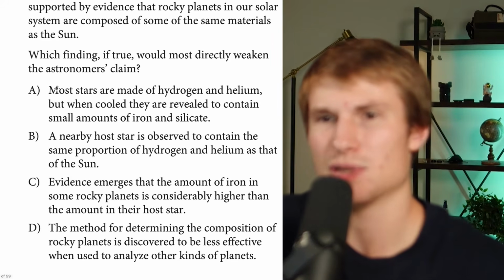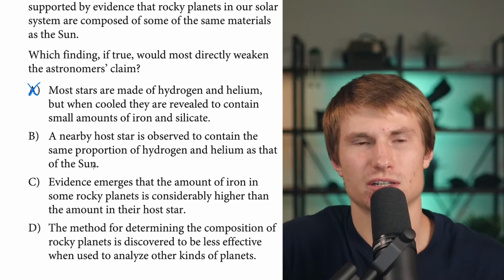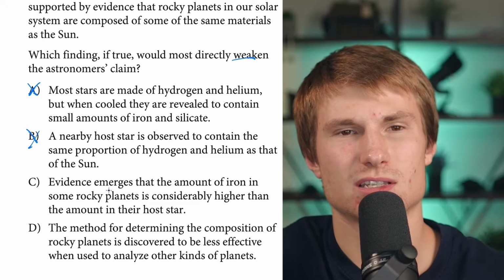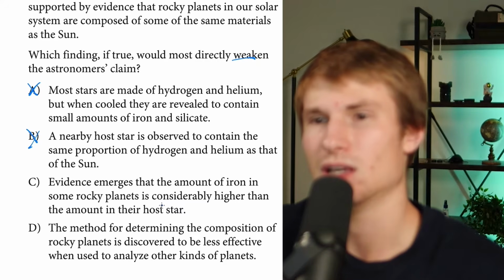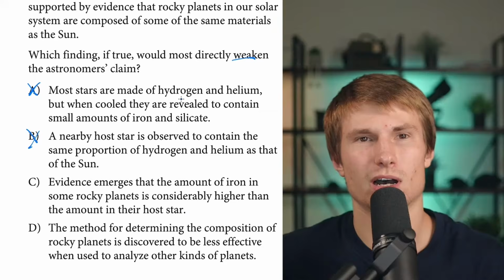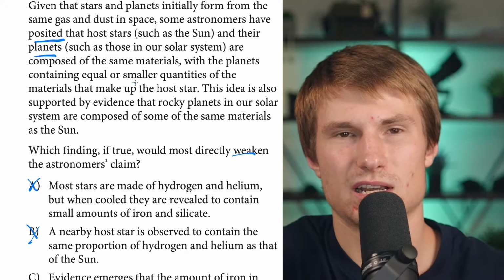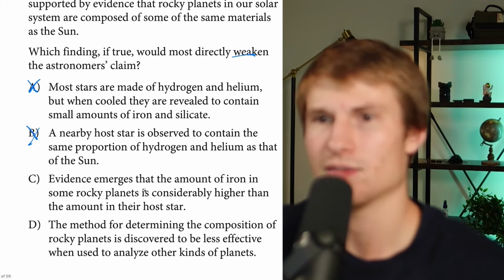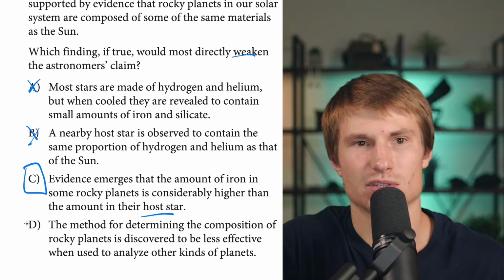If we take a look at B, we've got a nearby host star is observed to contain the same proportion of hydrogen and helium as that of the sun. Okay, that would actually be in support, not weakening the claim. We've got C. Evidence emerges that the amount of iron in some rocky planets is considerably higher than the amount in their host star. Okay, if we go up, we see that we have, as the second part of this claim, with the planets containing equal or smaller quantities of the materials that make up the host star. If we look at C, okay, we have the iron in planets is higher than the amount in the host star. So that would directly weaken that claim. So C would have to be our answer there.